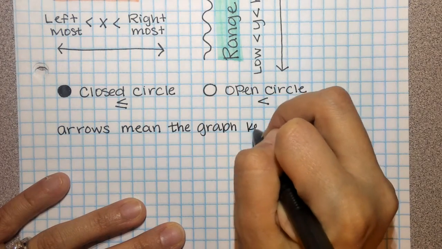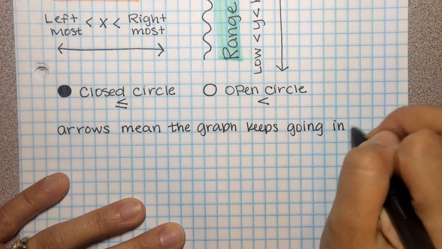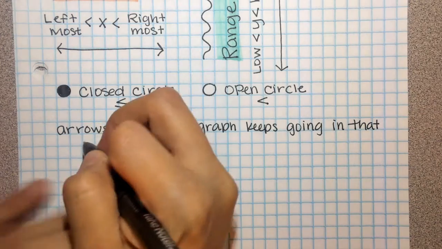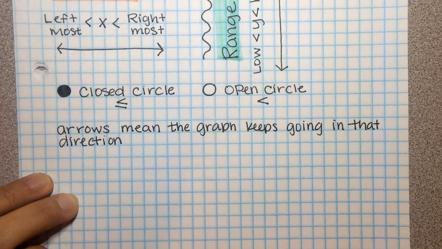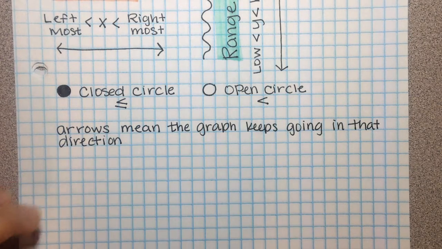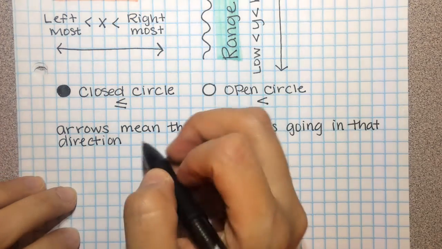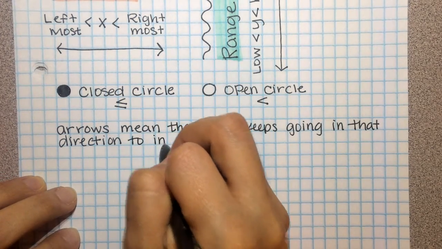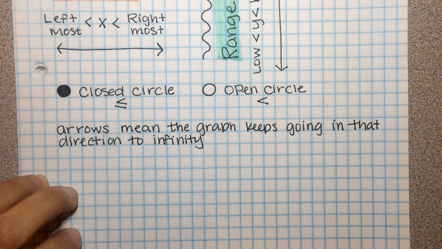Arrows mean the graph keeps going in that direction. It keeps going on and on forever and ever. What word do we use for ever and ever in math? Not continuous. Continuous means it's connected. Infinity. Okay? So the graph is going to keep going in that direction to infinity and beyond. And you can put the and beyond if you like.